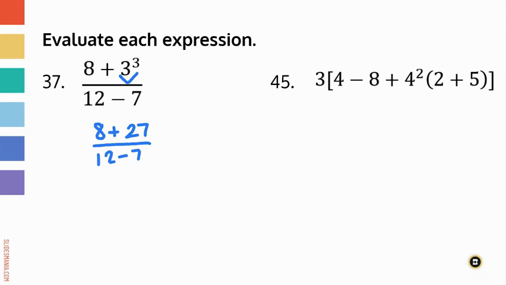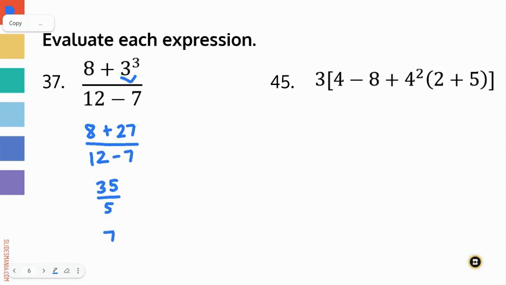Okay, and then on the top I have addition left. On the bottom I have subtraction. So I'm going to do 8 plus 27, which is going to give me 35. On the bottom I have 12 minus 7, which should give me 5. So I've got 35 divided by 5, and I can reduce that, and that reduces to 7.